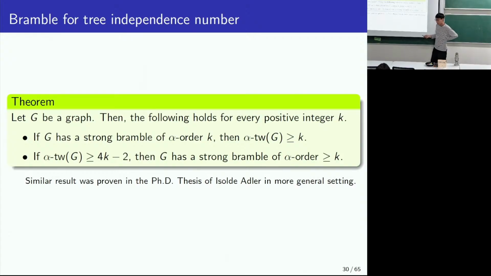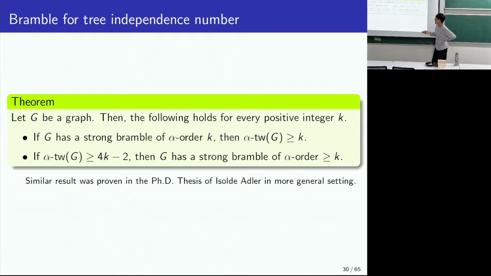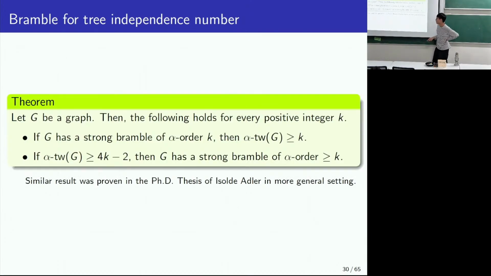Can you remind the alpha order of a strong bramble again? So the alpha order of the strong bramble is the maximum independence number among all its hitting sets. So, any questions? Minimum, you said maximum. Minimum, sorry. Okay, so a similar result was proven in a PhD thesis by Eisenbrand in a much broader sense, but for a more well organized proof, please look at our paper, and I will explain a bit.